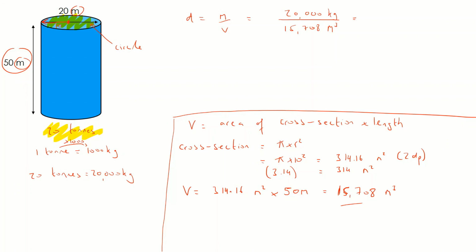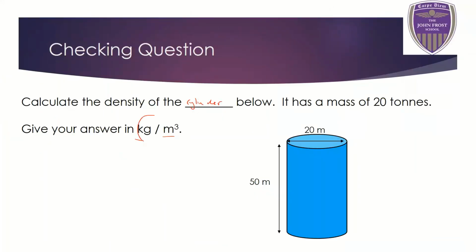And I can work it out on the calculator, all right? So 20,000 divided by 15,708. That gives me a density of 1.27. And that is 2dp. And again, this time, it's going to be in kilograms per meter cubed. But I'm pretty sure that's what the question wanted, didn't it? Yeah, it did. 1.27 kilograms per meter cubed.